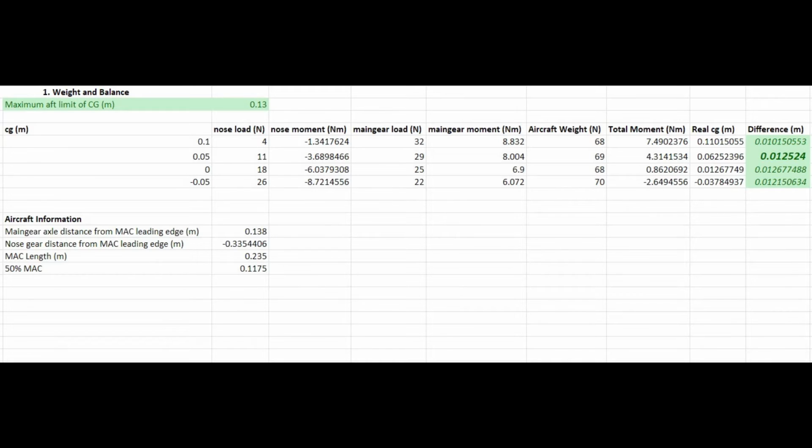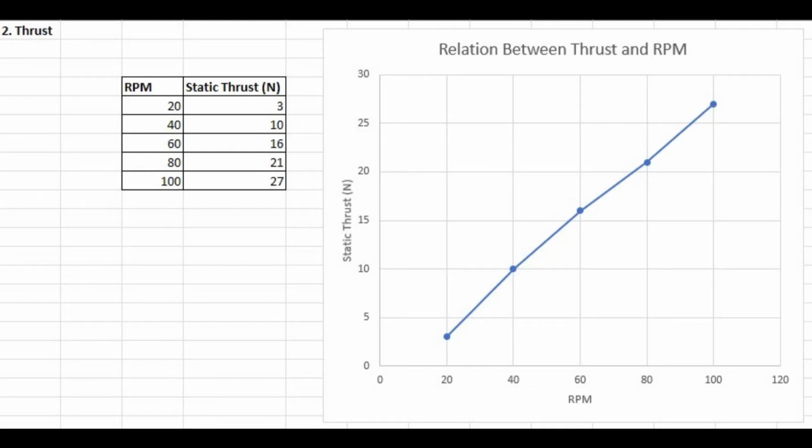From the simulation, the maximum aft limit of the CG is found to be approximately 0.13 meters from the MAC. From recording force sensor readings at the main gear and nose, overall aircraft mass and CG locations can be found using wheel reaction calculations. This shows that there is a maximum CG position difference of only 0.0126 meters or 1.26 centimeters when comparing calculated and simulated CG position values.